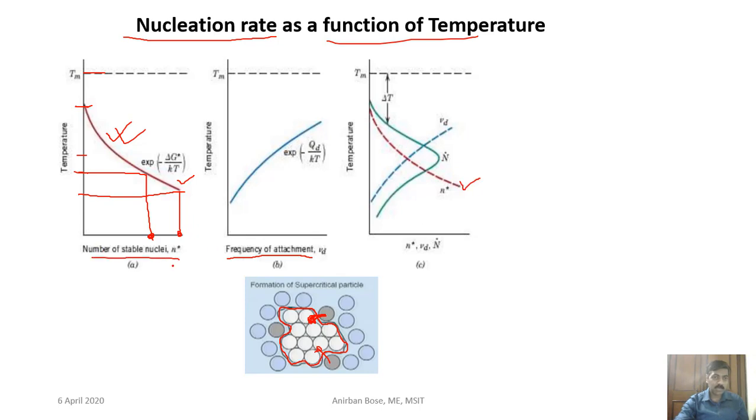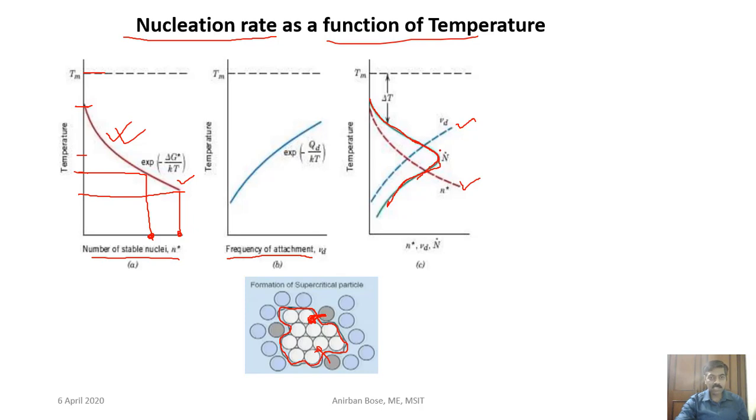that the number of stable nuclei formed and frequency of attachment Vd, and what is their combination? The combination is like this. So this is what is the combination. So this is ultimately the nucleation rate. So this red line that I have just drawn is the net nucleation rate.